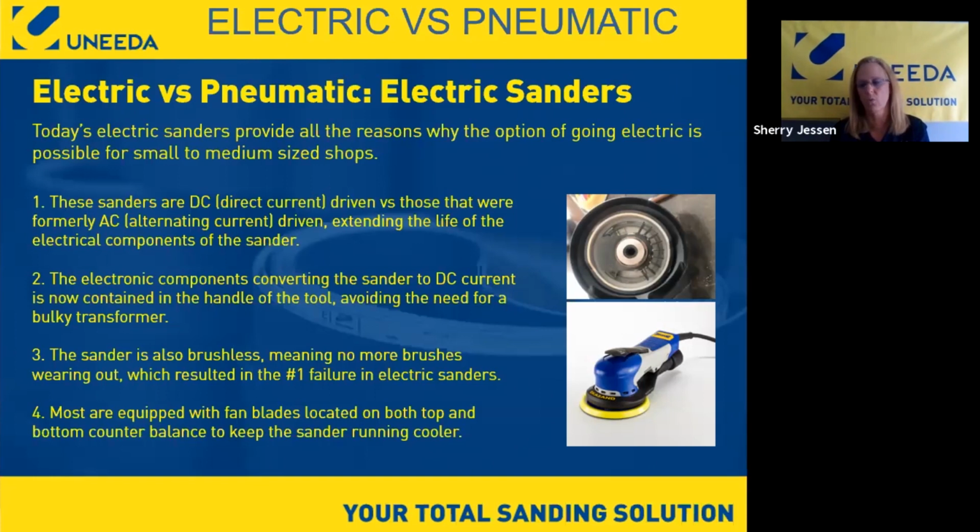With electric sanders, we want to keep it running as cool as possible, because they do have a tendency, with all the electronic components right there at your hand, to heat up quick. So we want to keep that running as cool as possible. If you look at the top picture, you'll see the counterbalance is at the top. The top and bottom counterbalance both have a fan blade. The fan blade is turning at the same RPMs as that counterbalance. So it's working just like what we're saying.